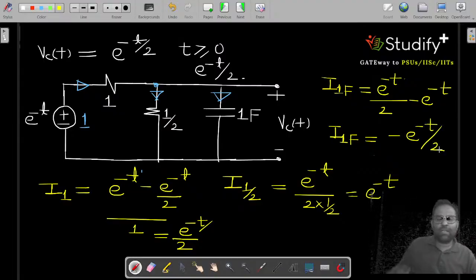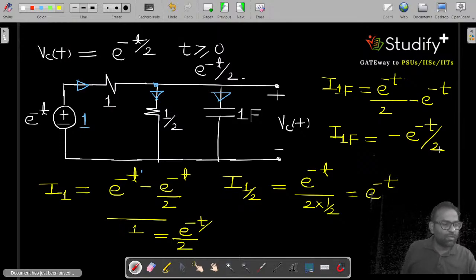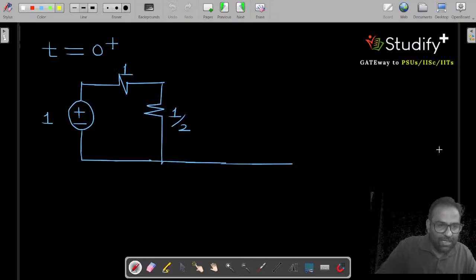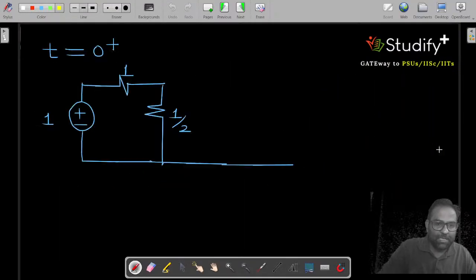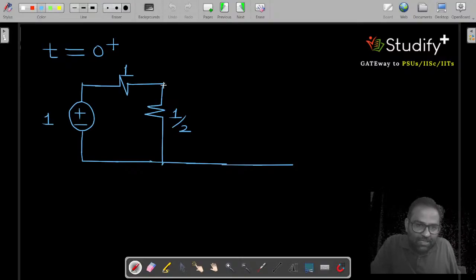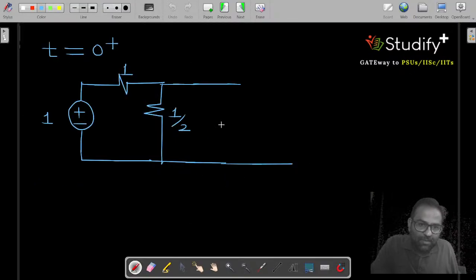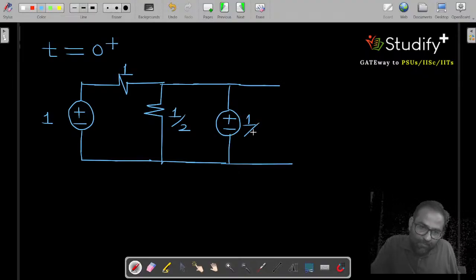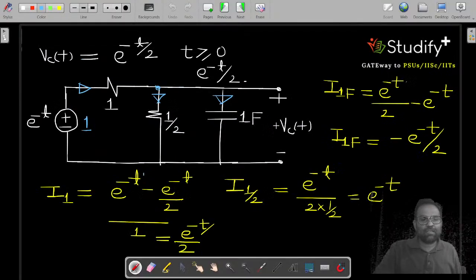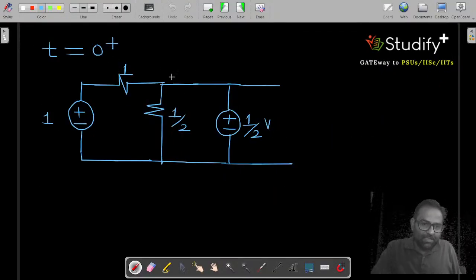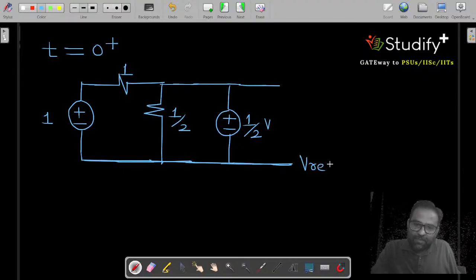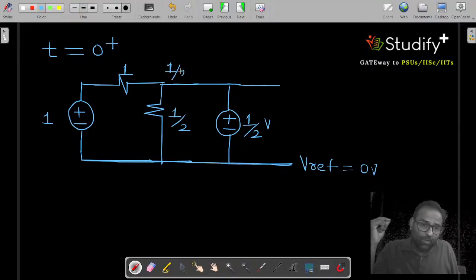And you will see this differential equation is valid for all values of t. So can I say if I draw my circuit at 0 plus, my circuit looks like this. Correct. This is our circuit at t equal to 0 plus, and at t equal to 0 plus what is this potential? If I consider this bottom junction as V reference, equal to 0, what is the potential here? The potential here is 1 by 2 volts.